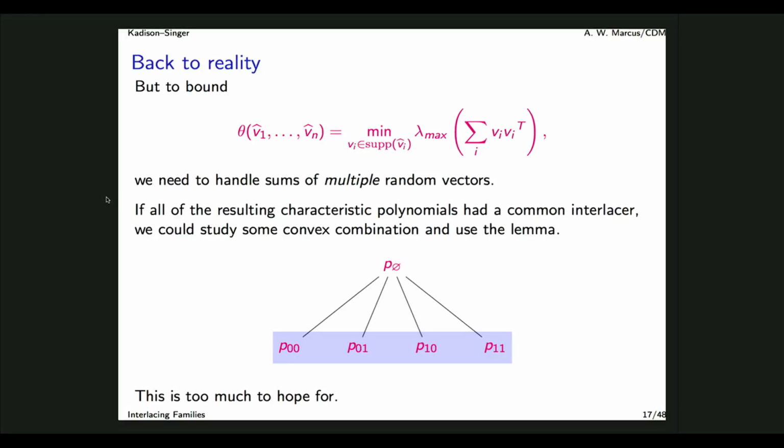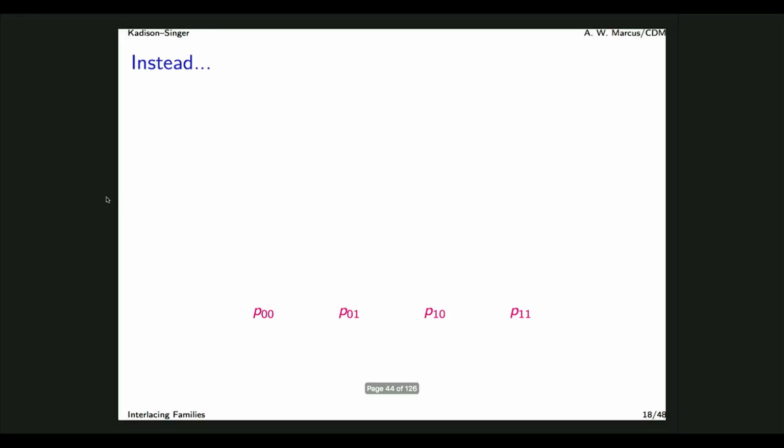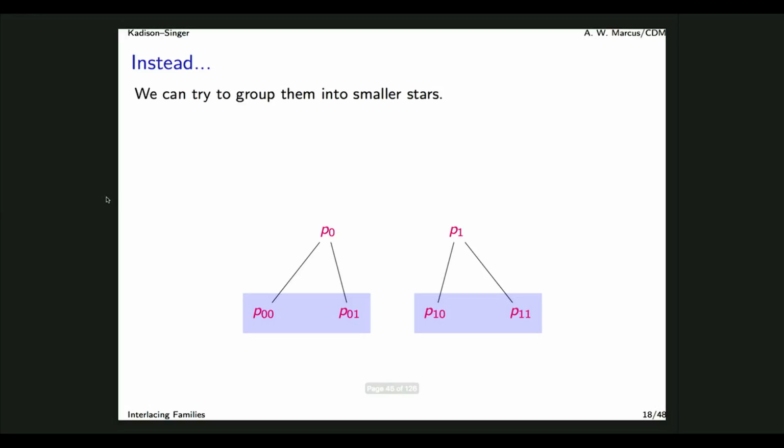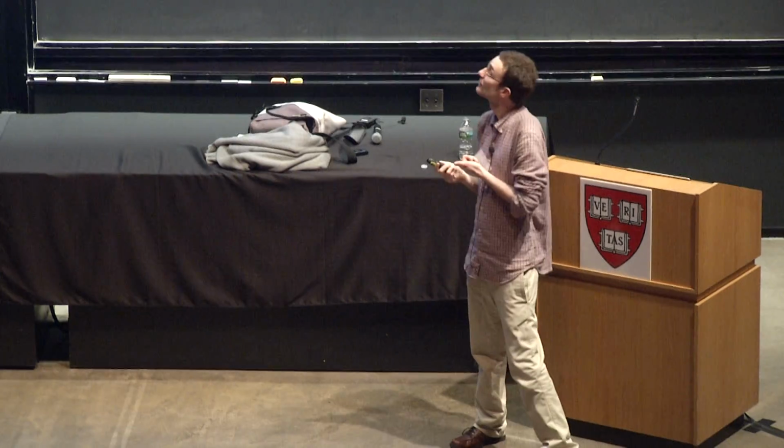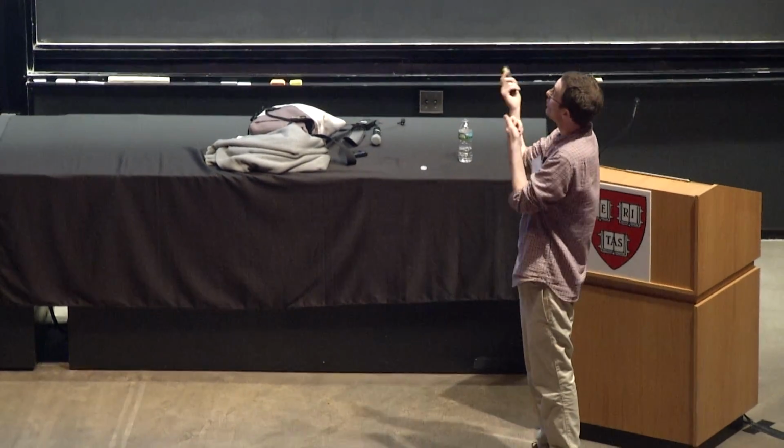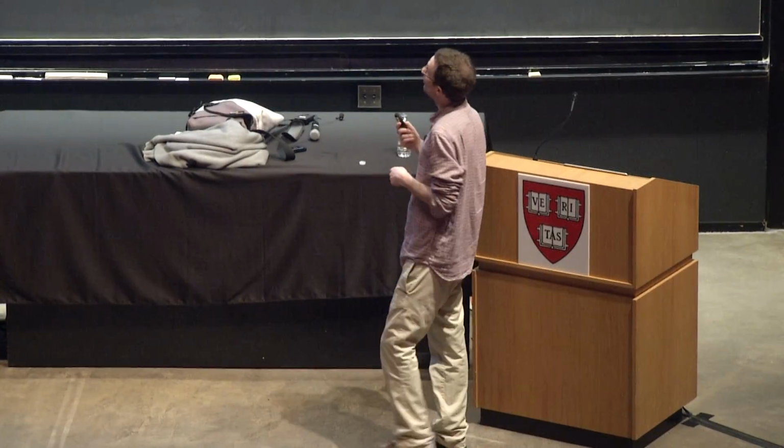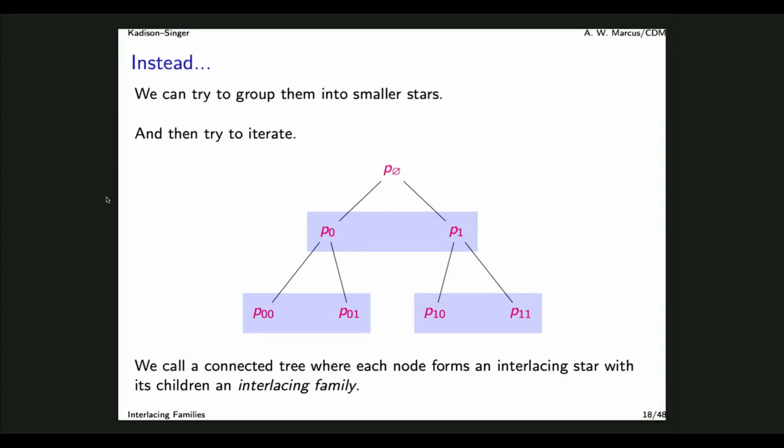This very rarely happens, that you have all of your polynomials in your collection having a common interlacer. So instead, what we tried to do is to group them into smaller stars. And then the goal will be to iterate on this. So we call this construction here, this connected tree where each node forms an interlacing star with its children, an interlacing family.